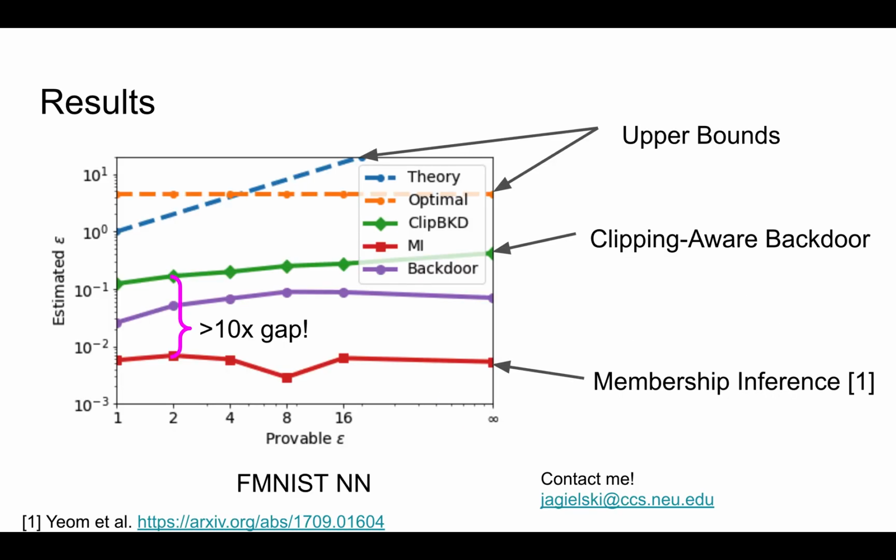This is an example of our auditing algorithm in action on the Fashion MNIST dataset with a neural network model. Our attack, the clipping-aware backdoor, improves on the standard membership inference attack by a factor of more than 10 and gets around a factor of 10 away from the theoretical upper bound. To learn more about our auditing approach, come check out our poster.